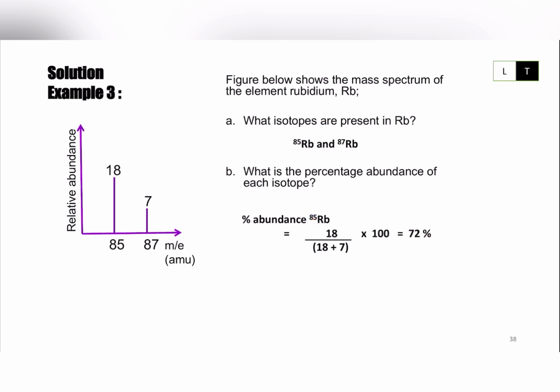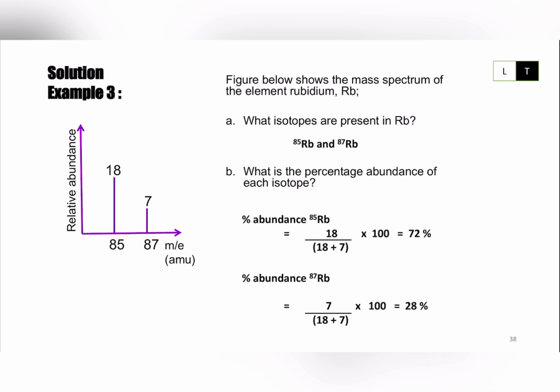Now let's try rubidium-87. It's just the same thing but a different value, because you have 7 for the relative abundance of rubidium-87. So I will have this as my final percentage abundance, 28% of rubidium-87.